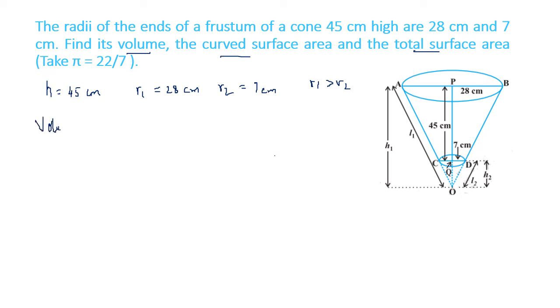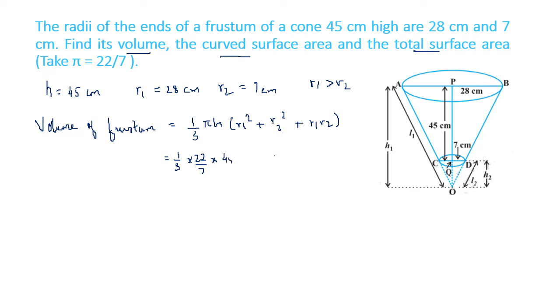So volume of frustum, we have the formula 1 by 3 pi h into bracket R1 square plus R2 square plus R1 R2. We get 1 by 3 into 22 by 7 into 45 into R1 square is 7 square.